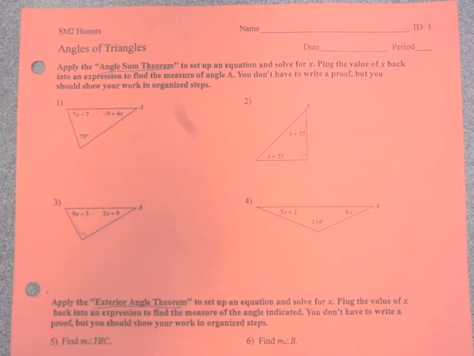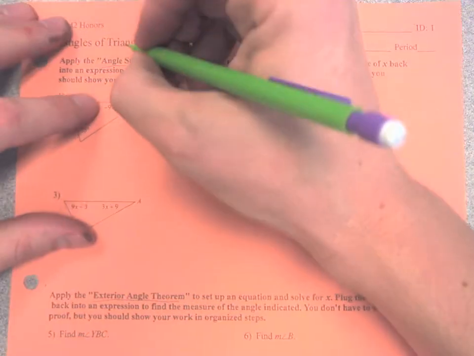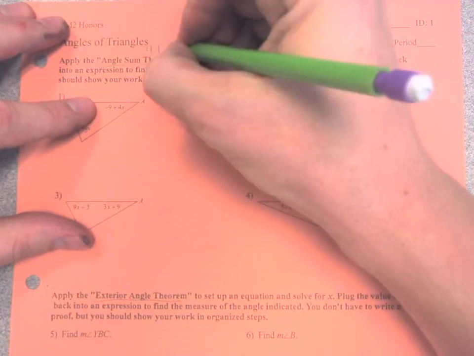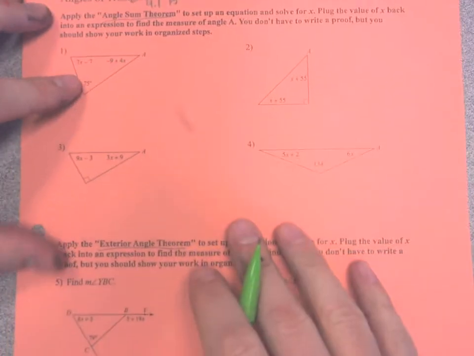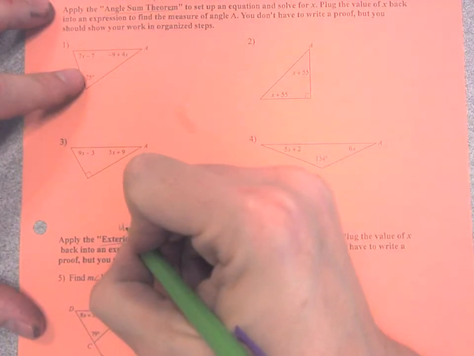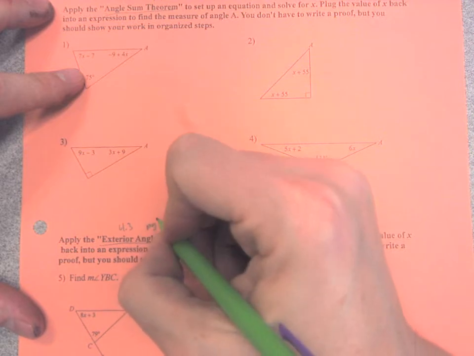Now you can find these in your textbook. The angle sum theorem is on page 185. It's also called theorem 4.1 in your textbook. And then the exterior angle theorem is on page 186. It's also called theorem 4.3. So this was theorem 4.1 on page 185. And this guy down here is theorem 4.3 on page 186.